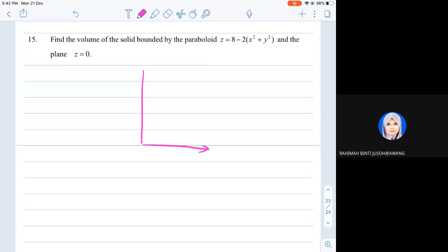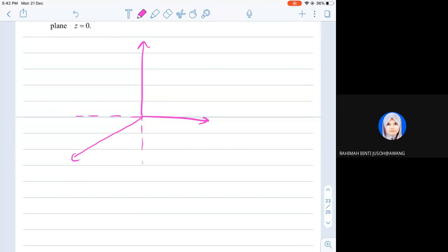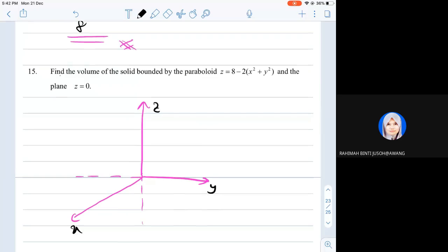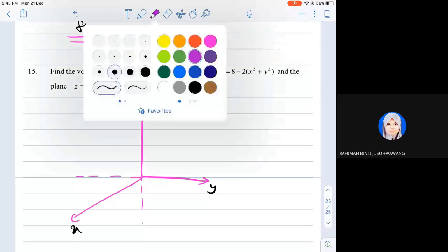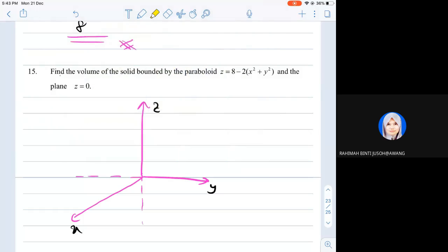So let us sketch the 3D graph, because it asks for volume. Volume means 3D, it has a solid. Okay, so X, Y and Z. Z equals to 8 minus 2x squared. So we will have a paraboloid, isn't it? A downward paraboloid, like an upturned bowl. So you will have something that looks like this. Then this one. And this one.